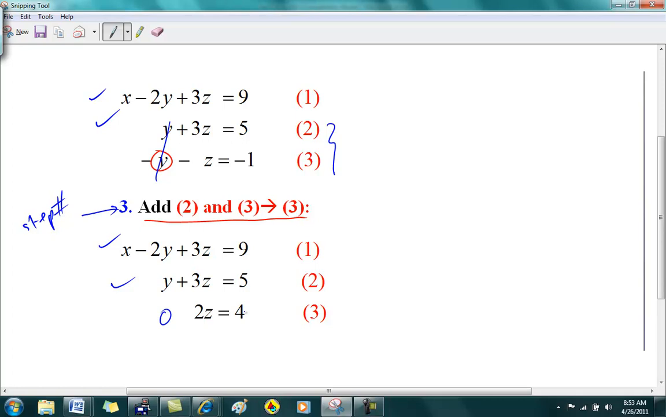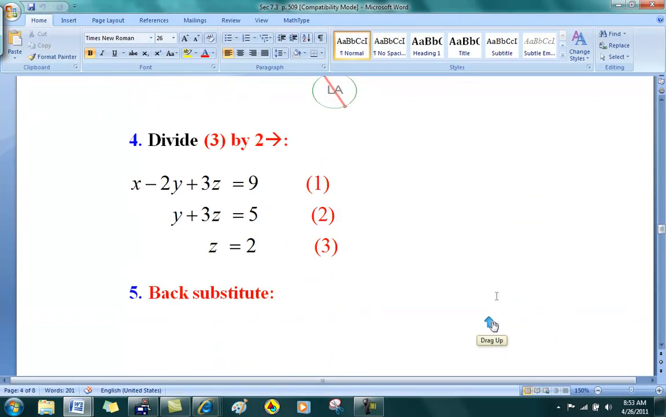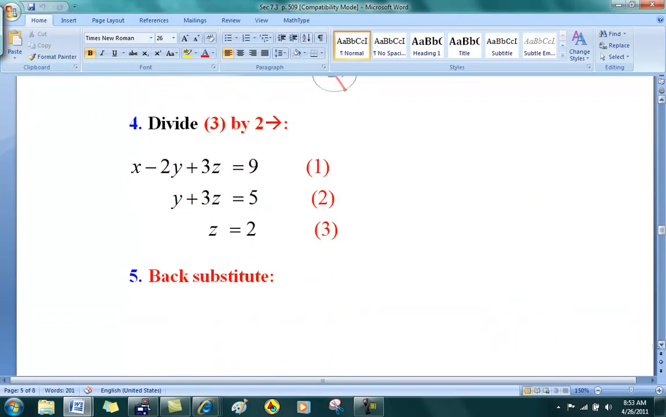Now this is almost in a triangular form. Well, it is in triangular form, but row echelon means that all the coefficients of the variables on the main diagonal, this is called the main diagonal, are all 1. And since this is not 1, I need to take the next step and divide the third row by 2.